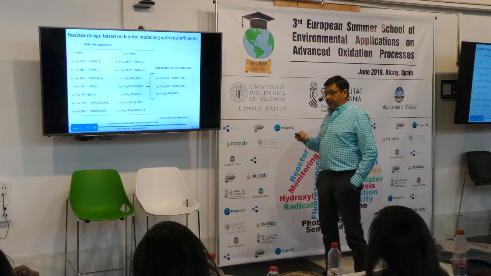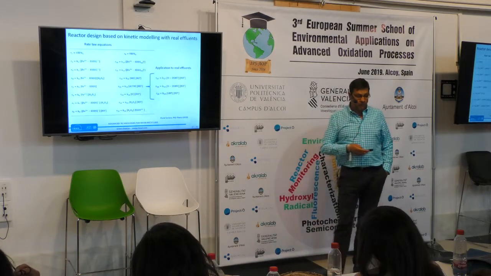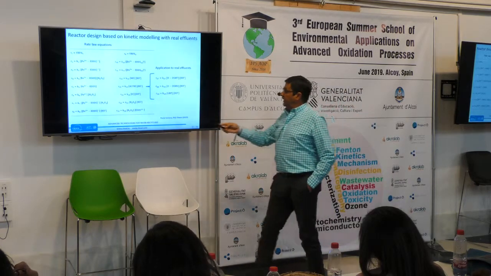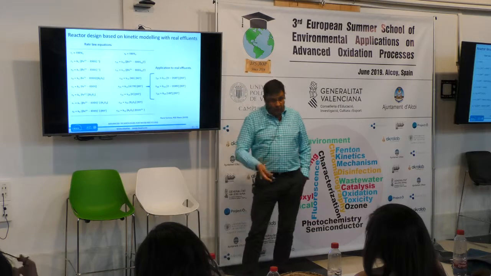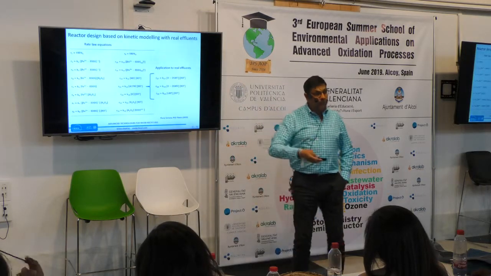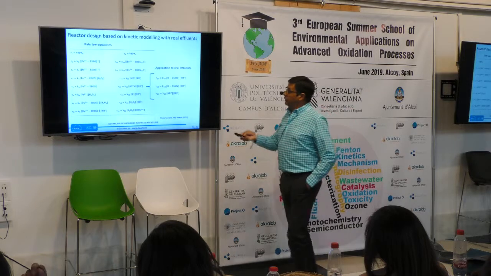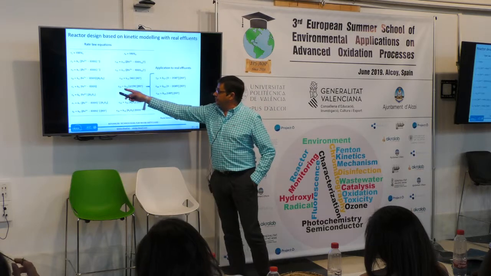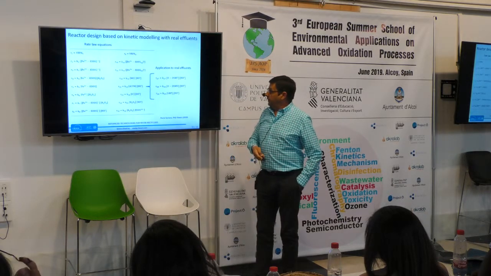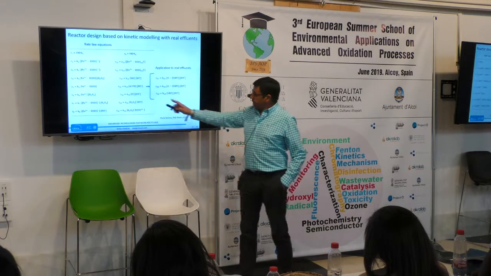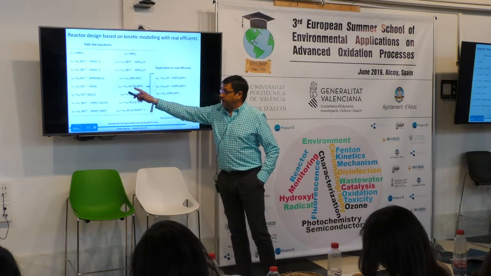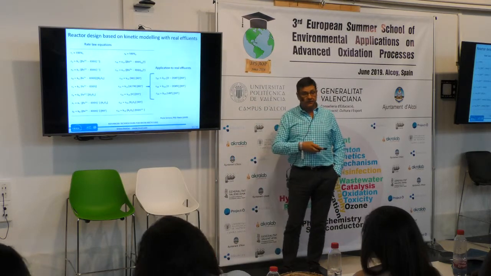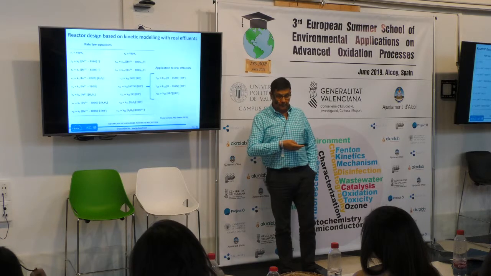Now we want to apply our kinetic model, obtained with synthetic wastewater with a model pollutant, to real wastewater, to real pollutants. Okay? So we used the same model, and we changed the reaction rate law corresponding to acetamiprid by the 3 reactions for the 3 selected real micropollutants. Okay?